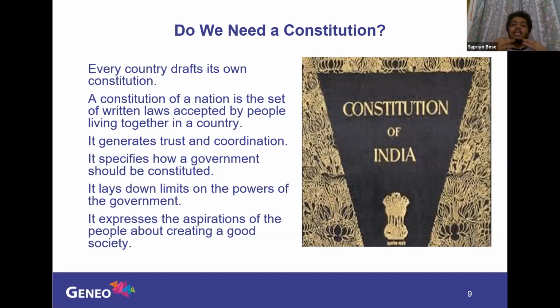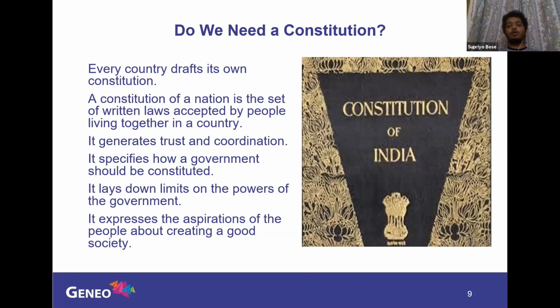कॉन्स्टिट्यूशन क्या है? वो नियम है, वो कानून है जिसके आधार पे एक देश चलता है, उसे हम कॉन्स्टिट्यूशन कहते हैं. A constitution of a nation is the set of written laws accepted by people living together in a country. वो सारे written laws जो एक देश में जो लोग रहते हैं, जिसके बिना पे एक देश चलेगा.